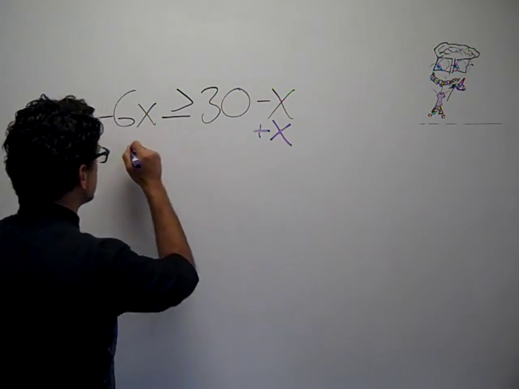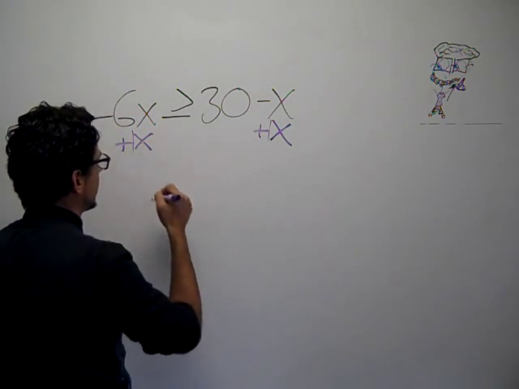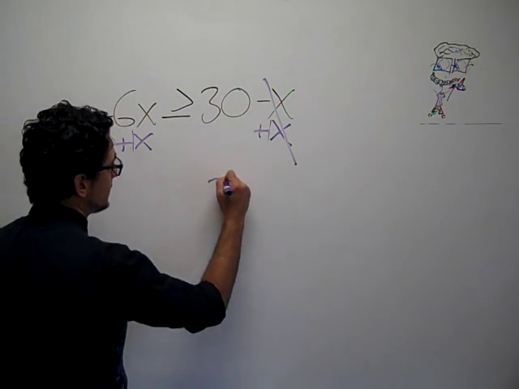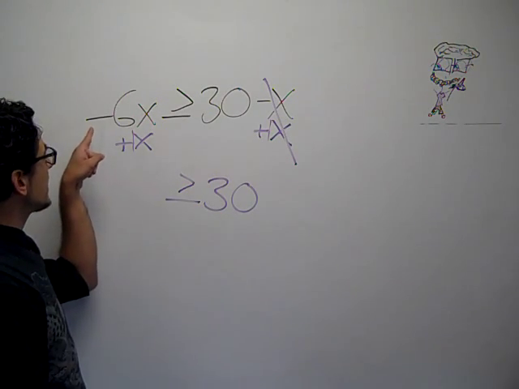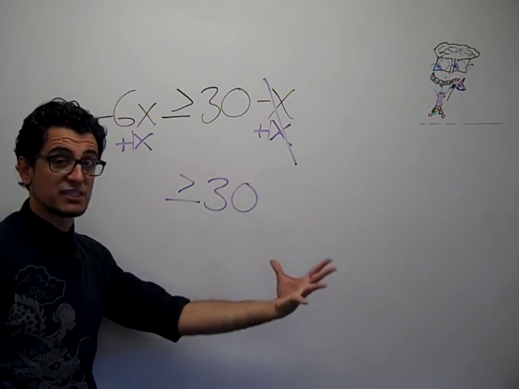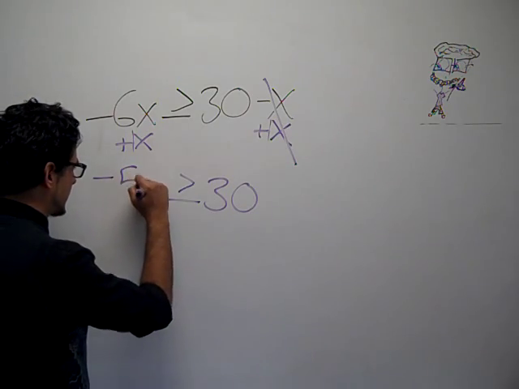Add x, add x. How many x's are here? I can think that there's one x. So these cancel out. So now I'm left with only 30 on this side. And then I've got negative 6x plus 1x. So negative 6 plus 1 gives me negative 5. So I'm now at negative 5x.